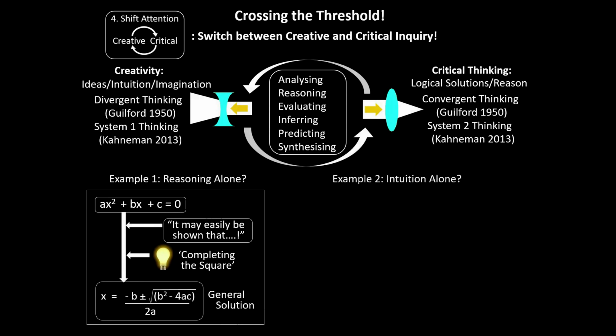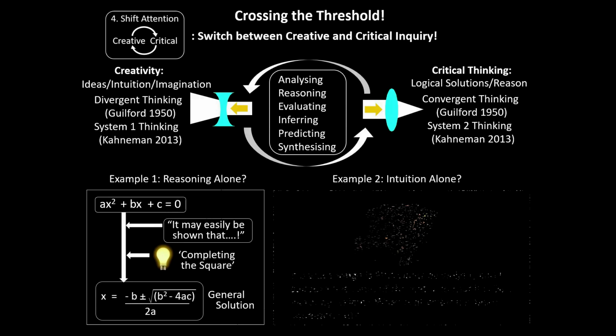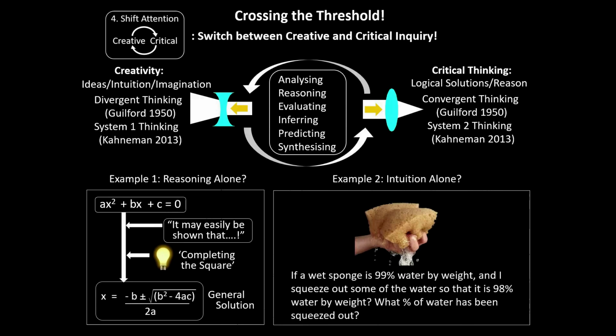What if we approached a problem just using intuition and no reasoning? Well, here's an example. If I have a wet sponge and it's 99% water by weight, and I squeeze out some of the water so that it's 98% water by weight, what percentage of water has been squeezed out? Well, if we just look at that intuitively, it would be a reasonable conclusion to say, well, 1%. We just subtracted those two numbers.